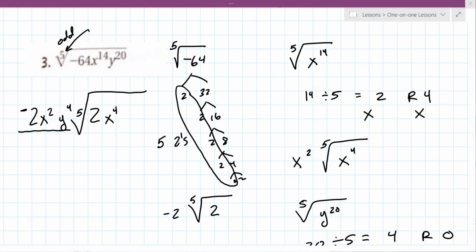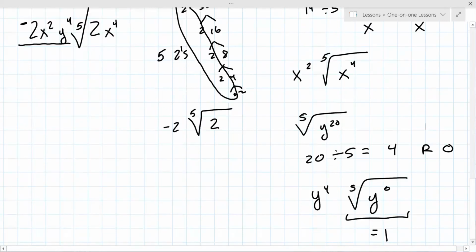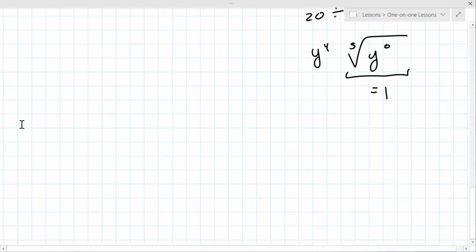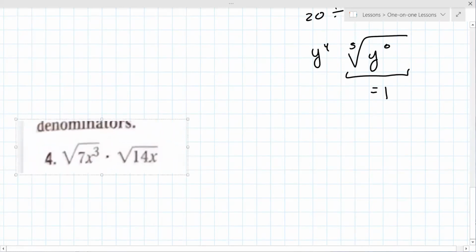Okay, number four. We may not have time. We have to go through these kind of quickly to get them all done in a lot of time.